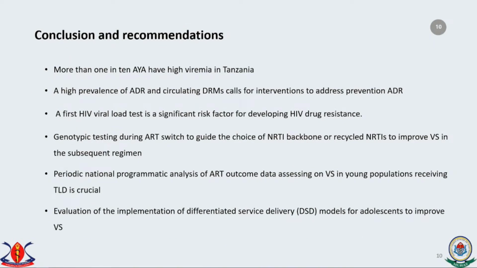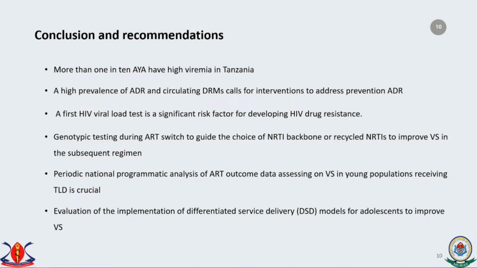So in conclusion, this analysis shows that more than 1 in 10 adolescents or youth had high viremia, and among those with high viremia, though few in sample, many had clinically relevant mutations that are calling us to review how we are going to prevent development of acquired drug resistance. And so based on the finding that the first viral load test was really a significant factor for developing drug resistance, we recommend to revisit and either perform genotypic testing at that juncture where it is detected, or during switch of ARVs. This is the time when we use viral load results to switch from one line to the second, or sometimes we recycle the NRTIs. NRTIs are really still the backbone of any regimen, be it first, second, or third.